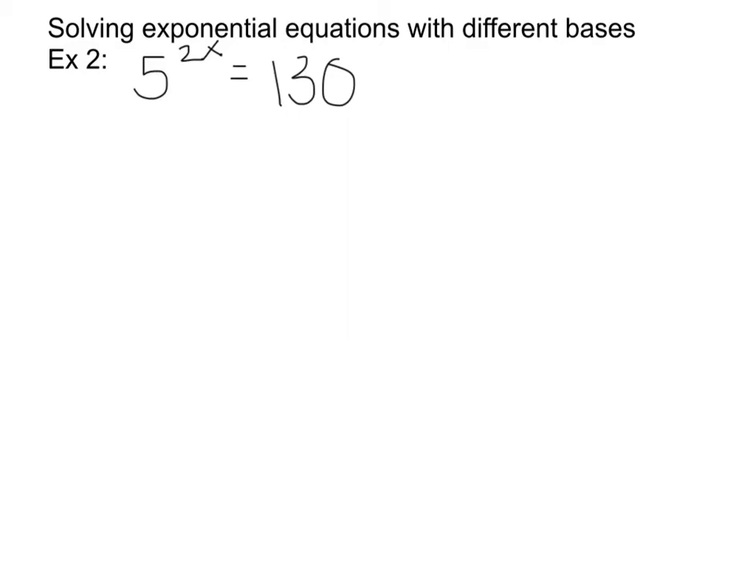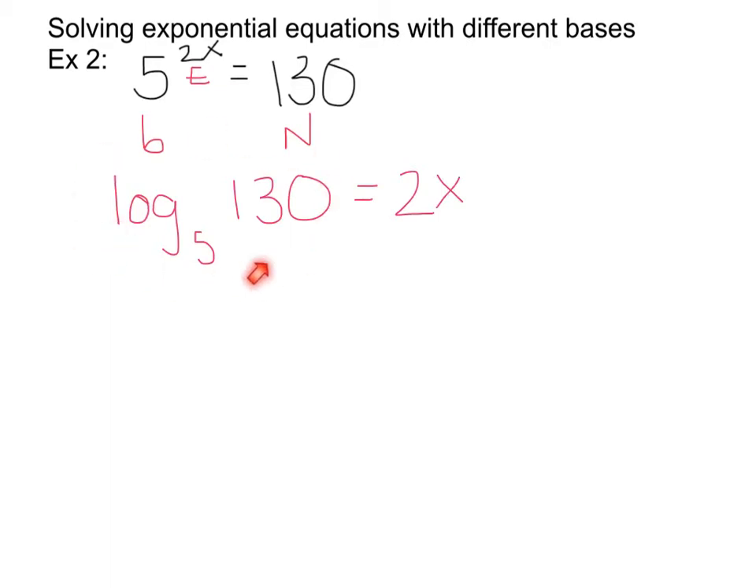Our second example is going to be exponential equations that have different bases. So I would try to do the exact same thing that we did in example 1. I would look at my 5 and I would look at 130 and I would try to make them have the same base. But there's no way 5 to any power would ever give me 130. So instead we just have to change it to log form. So this is my base, exponent, number. So we write the log base 5 of 130 equals 2x.